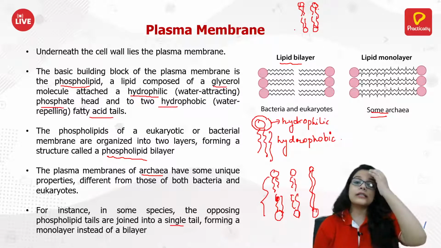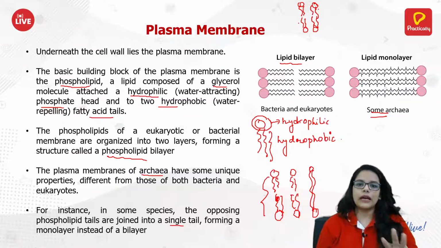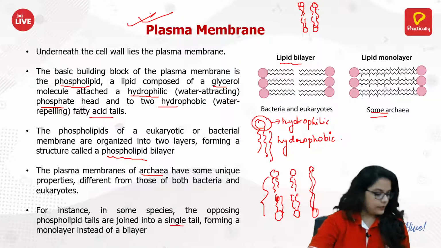So we'll discuss more. This is just the lipid bilayer. There are some proteins and other things also, but we'll be discussing the plasma membrane in proper detail in the next class for the eukaryotic cell.